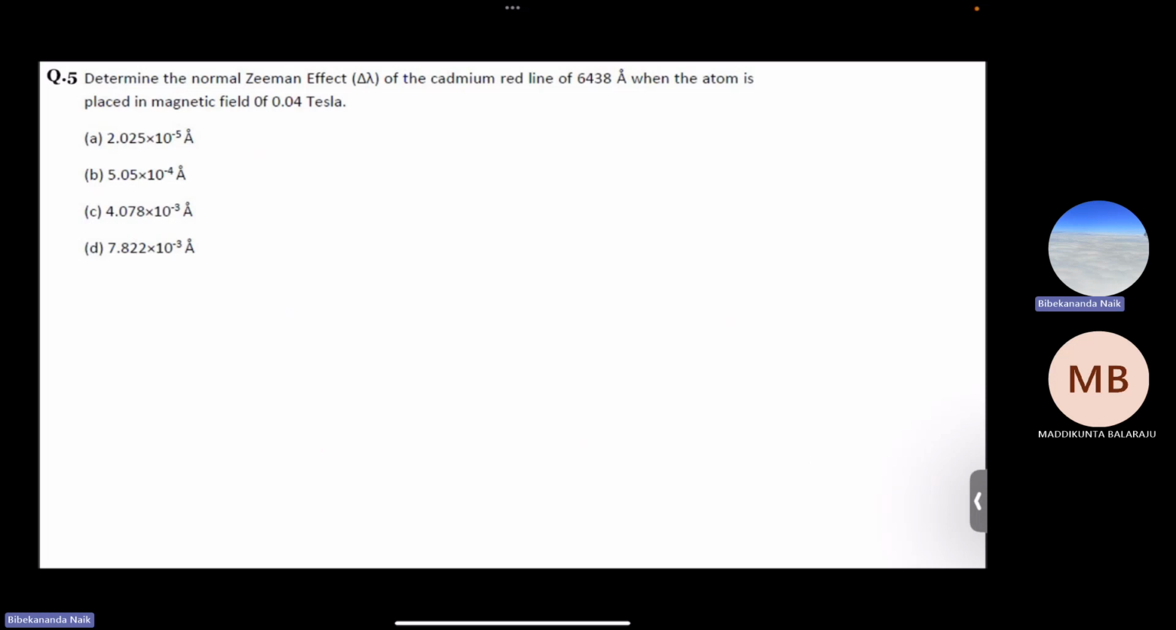So we need to calculate the change in wavelength due to the effect of the magnetic field, which is the Zeeman effect. The strength of the magnetic field is given, it is 0.04 Tesla, and the line which is splitting, the cadmium red line, has a wavelength of 6438 angstrom. So I'll give you a few minutes to try this question. Then we will discuss how to calculate the change in the wavelength due to the Zeeman effect. We will discuss a few things about the Zeeman effect, normal and anomalous Zeeman effects, then we will calculate and find the answer to this question.